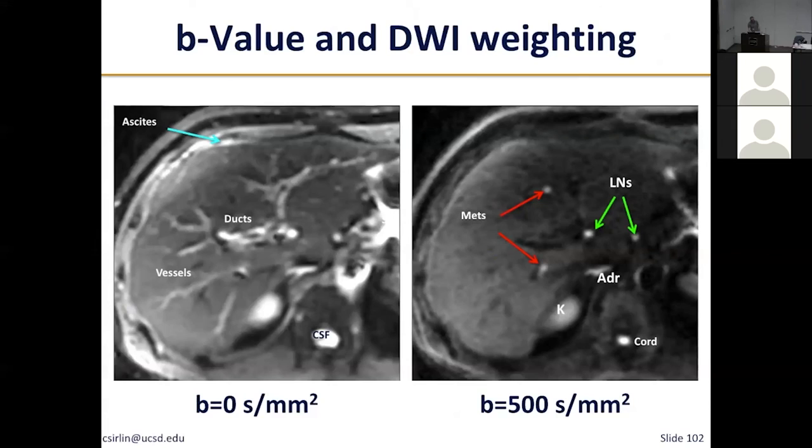So this image is more diffusion weighted than this image, and we can now see the differences between structures based on diffusion weighted imaging.